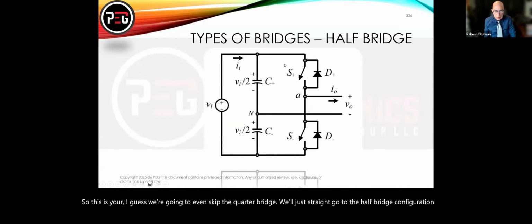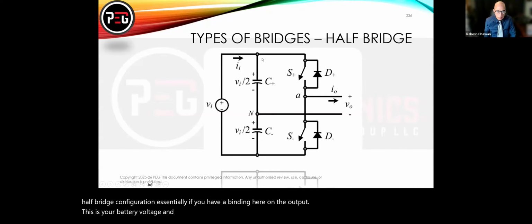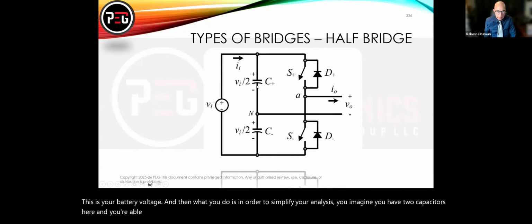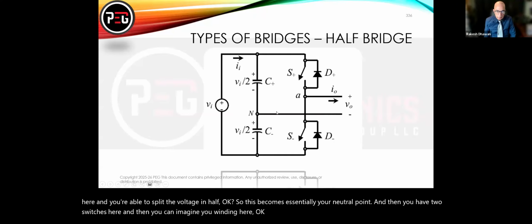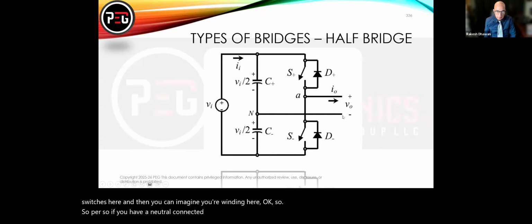So half bridge configuration, essentially, if you have a winding on the output, this is your battery voltage. And then, in order to simplify your analysis, you imagine you have two capacitors here, and you're able to split the voltage in half. So this becomes essentially your neutral point, and then you have two switches here. If you have a neutral connected here, you can imagine that you have a winding connected between neutral and this point, right? So this is a simple half bridge.